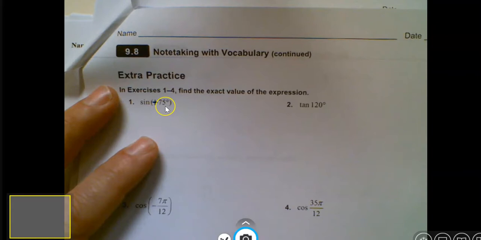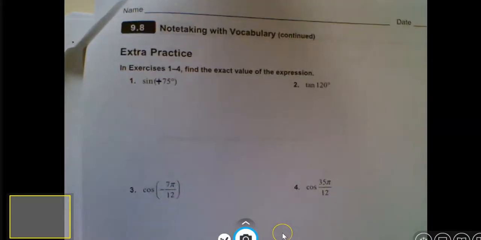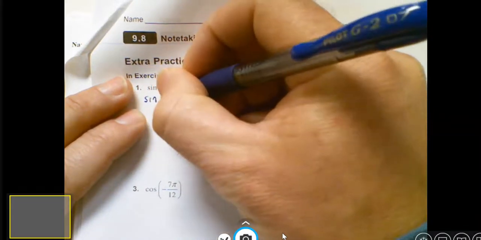Since 75 is not on the unit circle, I need two angles that either add or subtract to make 75. If you look at these two right here, I can add those two angles together, and they add up to 75 degrees. So these are the two angles I want to use. Instead of 75, I'm going to see it as the sine of 30 plus 45 degrees. So that's what we're going to change this to.